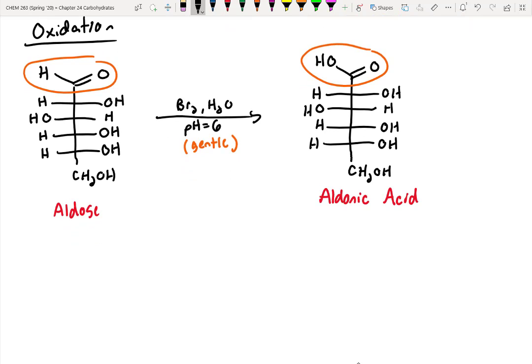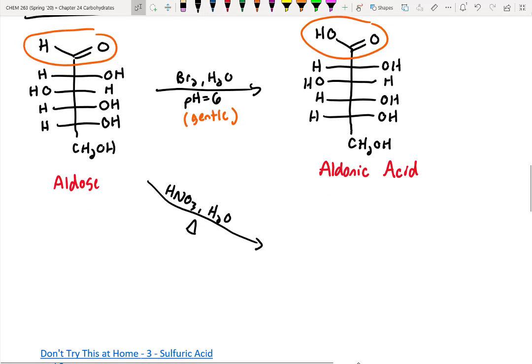All right. Some students will ask, well, what happens if you use stronger oxidizing agents? Well, you can actually do this. And so let's take a look at the next strongest conditions. You can use HNO3, nitric acid, water, and heat. If you do this, you're actually going to oxidize not only the aldehyde, but now the next most reactive site. And the next most reactive site is going to be the primary alcohols. It's easier to oxidize a primary alcohol than it is any of the secondary alcohols.